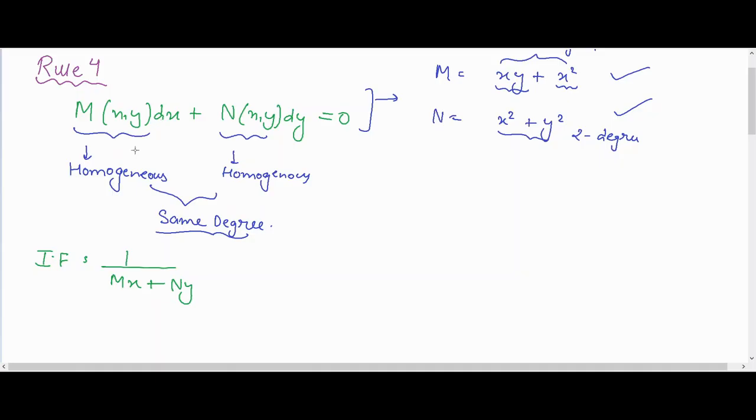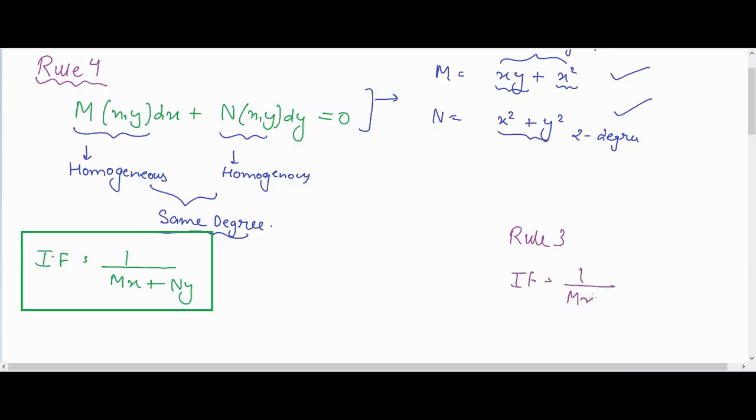Now you can see that this integrating factor is quite easy to remember, especially because of the integrating factor in rule number 3. If you remember, let's write it down here. Rule number 3's integrating factor was almost the same. It was Mx minus Ny. So this minus sign changes here, that's the only difference, right? Otherwise it is exactly the same as rule number 3.